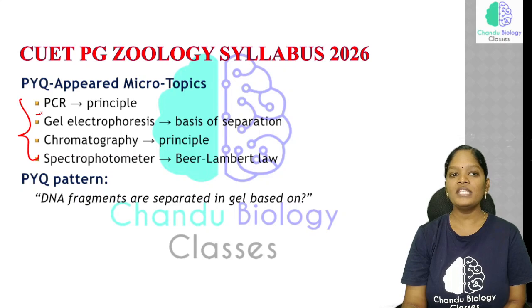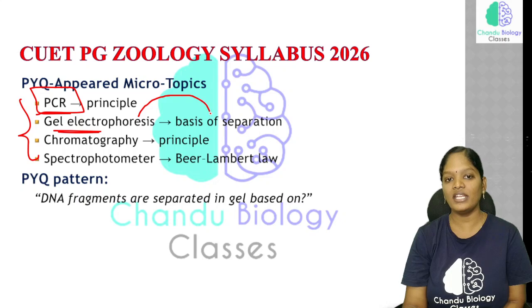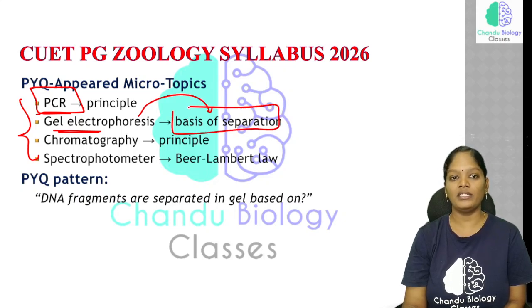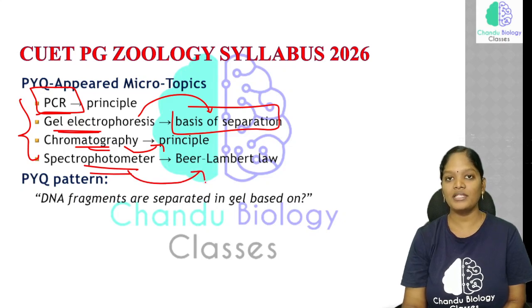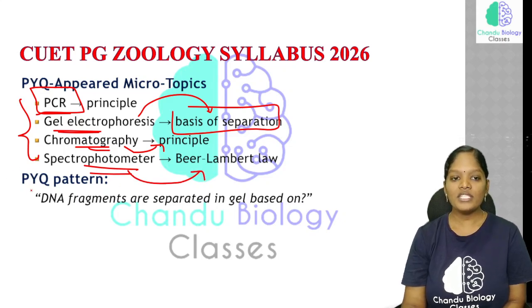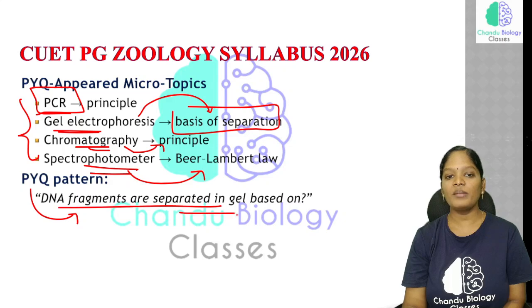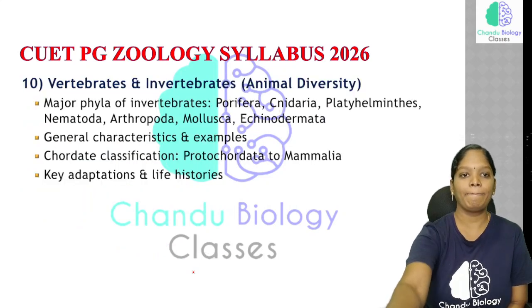Okay. So what is the principle of the polymerase chain reaction? What is the principle of gel electrophoresis? How is it getting separated? Based on the charge, it is separating. Okay. So chromatography, what is the principle of chromatography? And the spectrophotometer, it is based on which law? That is Beer-Lambert's law. So the question will be: the DNA fragments are separated in gel based on the charge. Okay, based on the charge they are separating.